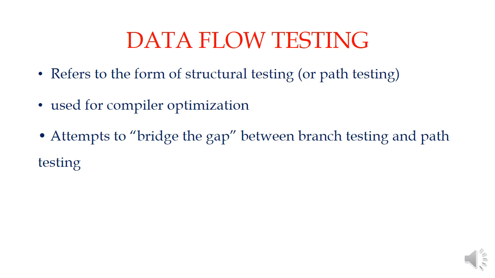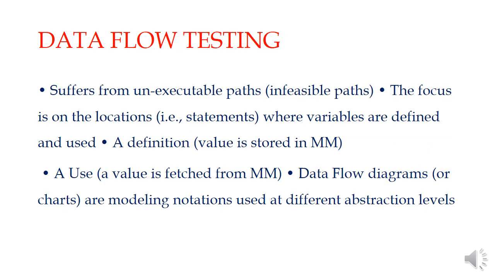So data flow testing refers to a form of structural testing. It is used for compiler automation. It attempts to bridge the gap between branch testing and path testing. Data flow testing suffers from unexecutable paths. The focus is on the locations where variables are defined and used. In a definition, a value is stored in the main memory. In a use, the value is fetched from main memory.